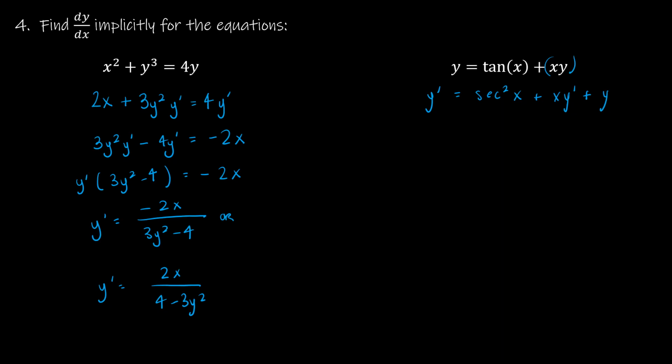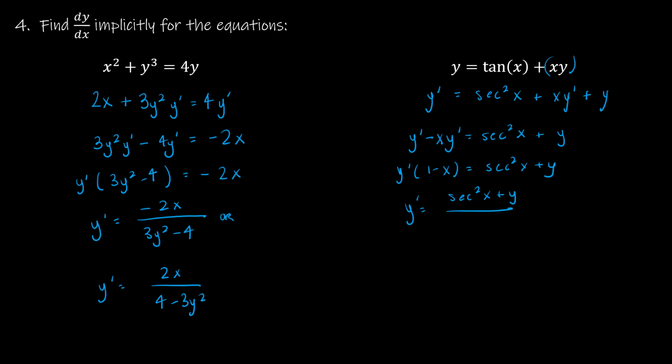Now let's get all of the y primes to one side, so y prime minus xy prime is equal to secant squared x plus y. Factor out the y prime, so that's 1 minus x, secant squared x plus y. So y prime is equal to secant squared x plus y, divided by 1 minus x.